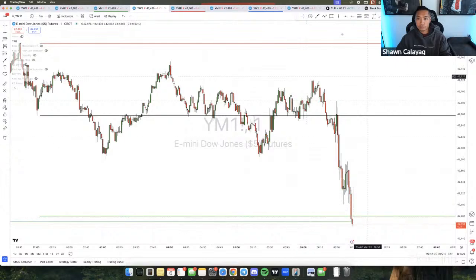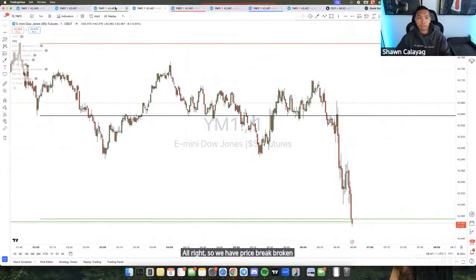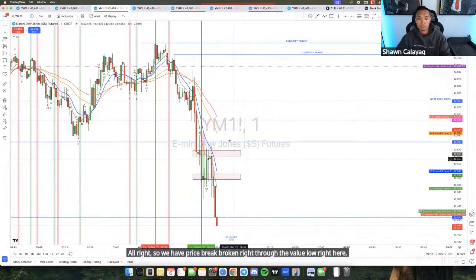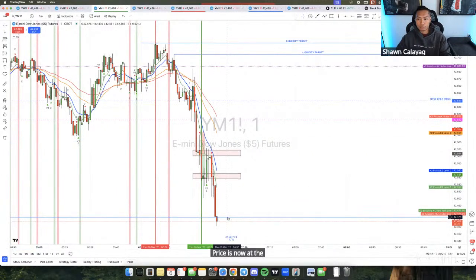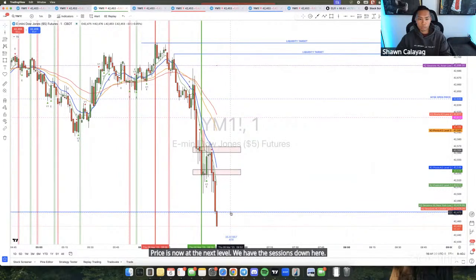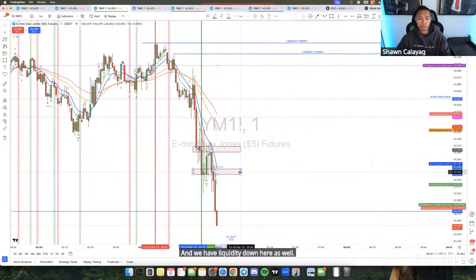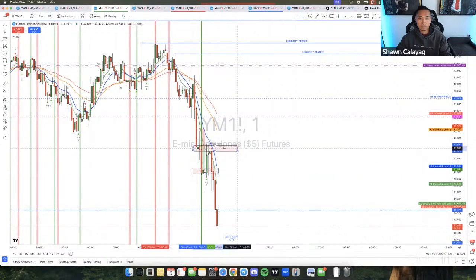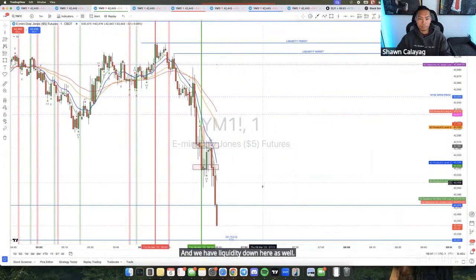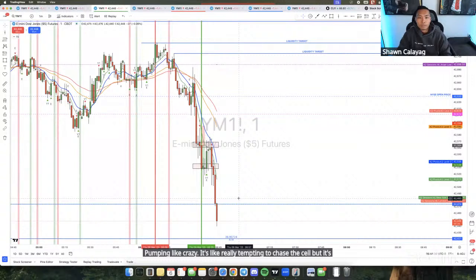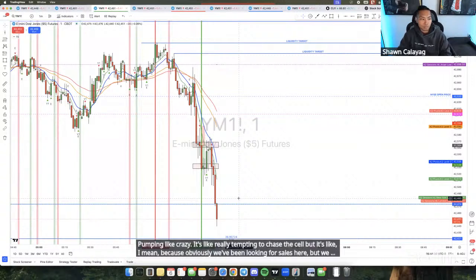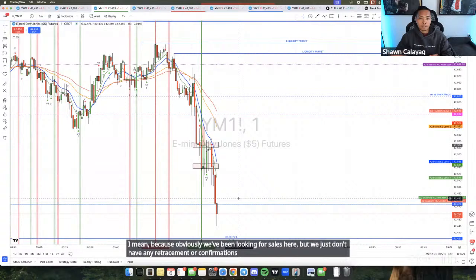All right, so price has broken right through the value low here. Price is now at the next level. We have the sessions down here, and we have liquidity down here as well. Pumping like crazy. It's really tempting to chase the sell, because obviously we've been looking for sells here, but we just don't have any retracement or confirmation of retracement. Obviously the sellers are back in control right here, put a red bar.